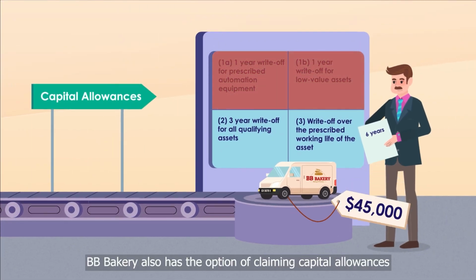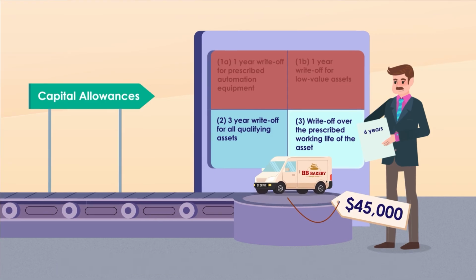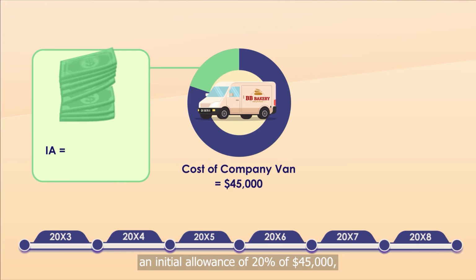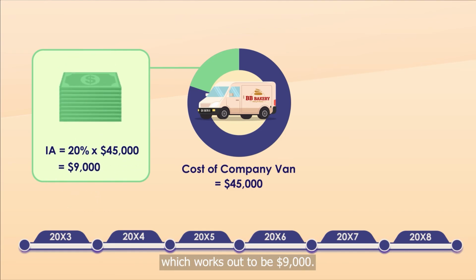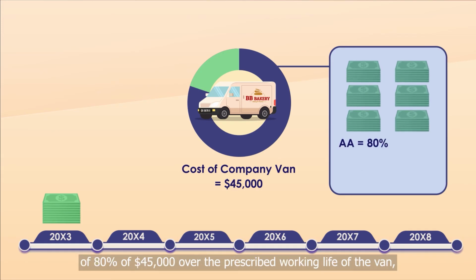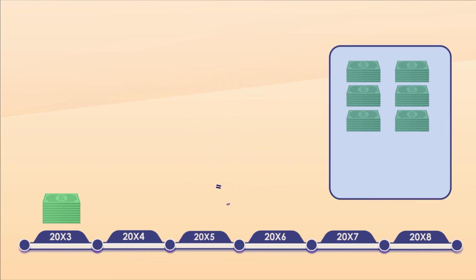BB Bakery also has the option of claiming capital allowances over the prescribed working life of its company van, which is 6 years. In the first YA, BB Bakery will claim an initial allowance of 20% of $45,000, which works out to be $9,000. In addition, BB Bakery will claim an annual allowance of 80% of $45,000 over the prescribed working life of the van, which is 6 years. This works out to be $6,000 each YA.